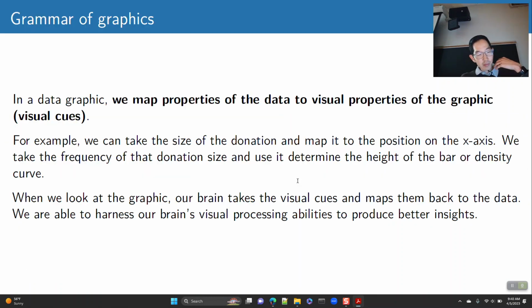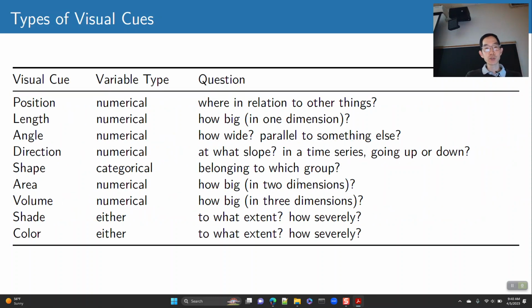But it can go beyond just horizontal and vertical position. There's a whole bunch of other things we can do. We can create bars, and the length or the height of the bar can determine how big a certain thing is. Depending on what we're graphing, we can even angle some kind of thing.